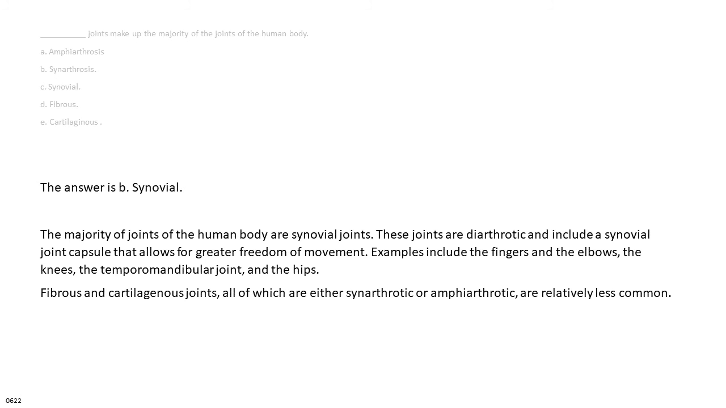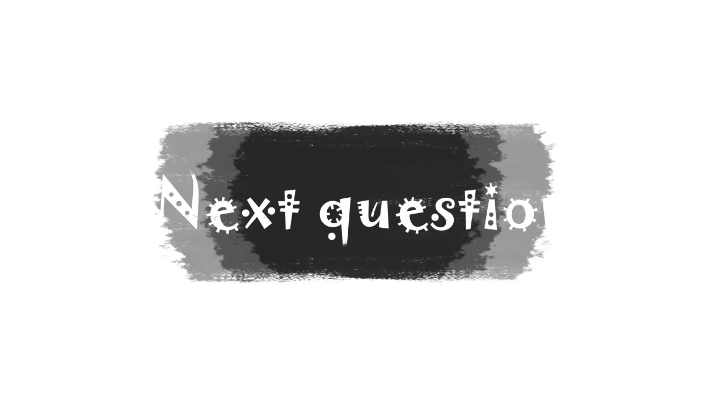The answer is C. Synovial. The majority of joints of the human body are synovial joints. These joints are diarthrotic and include a synovial joint capsule that allows for greater freedom of movement. Examples include the fingers and the elbows, the knees, the temporomandibular joint, and the hips. Fibrous and cartilaginous joints, all of which are either synarthrotic or amphiarthrotic, are relatively less common.